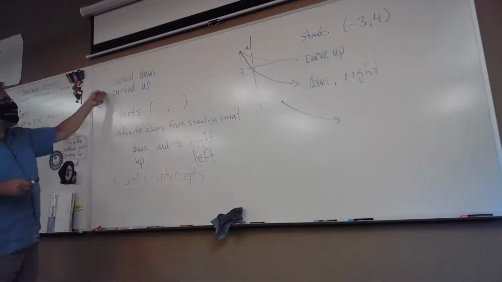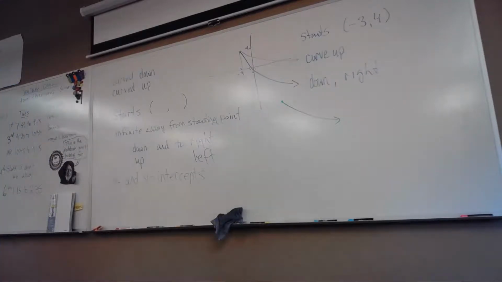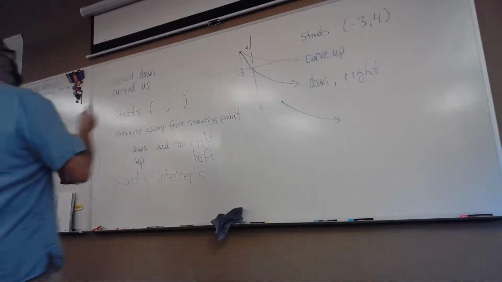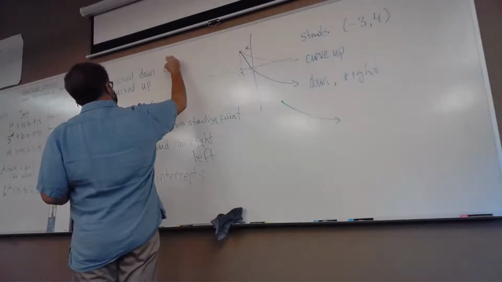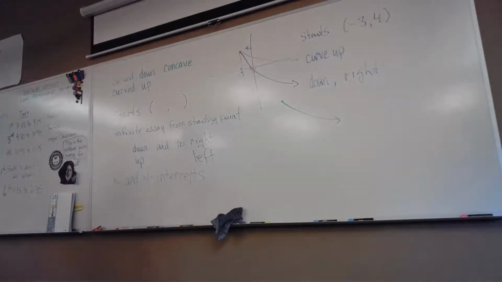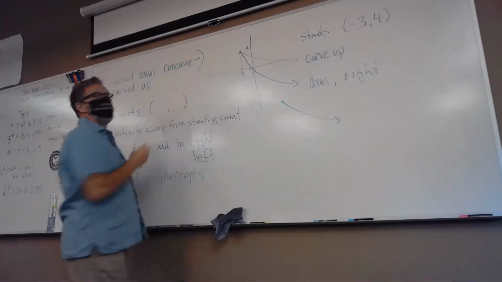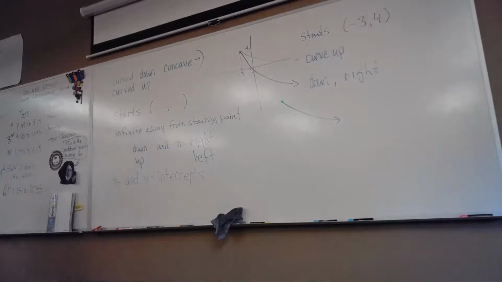Okay, let's talk about this vocabulary, curved up and curved down. We've got a special word we're going to use. How many people have heard the word concave before? A few of you? Okay. So here's the deal. Concave tells you something about the direction that it curves. Concave is this side of a curve. It's the side that looks like a cave.